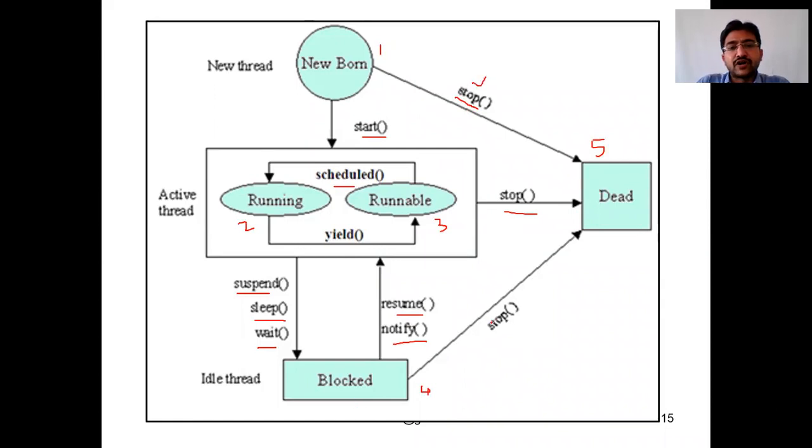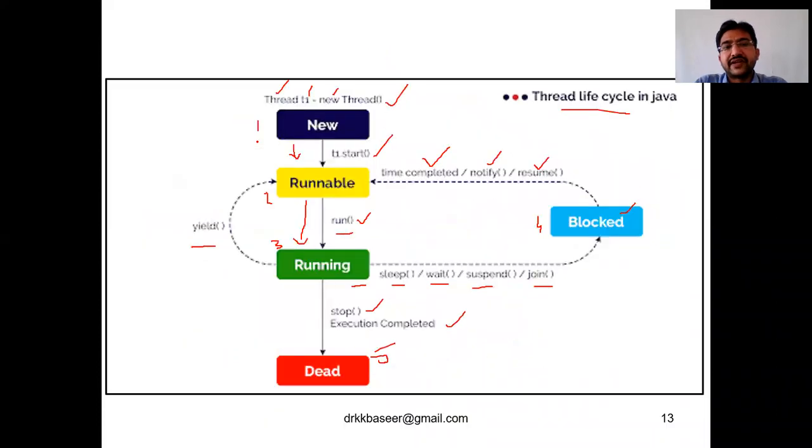And from blocked to dead, we can have the help of stop. When runnable to running to dead, it goes with the help of stop, right? So this runnable and running is called an active thread. We can say a thread is active when it is in the runnable to running state, right? So these are the three different figures I have shown you.